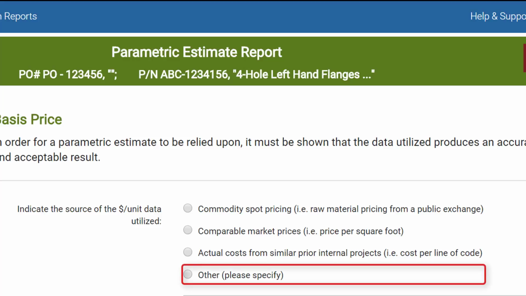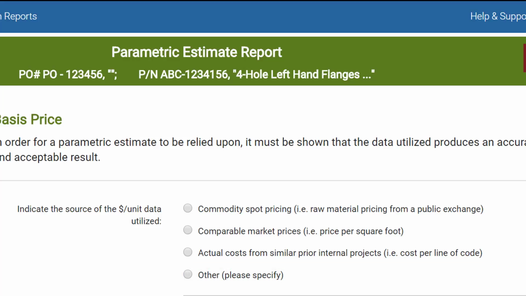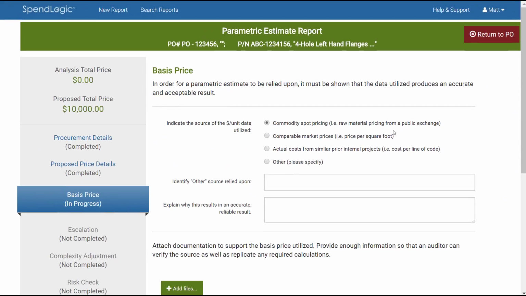Lastly, if you have other methods by which you have determined the published price reasonable, you can choose other. For example purposes, I'm going to use the first option, commodity spot pricing. Regardless of which of these you choose, SpendLogic will require that you provide a short description of the source used.